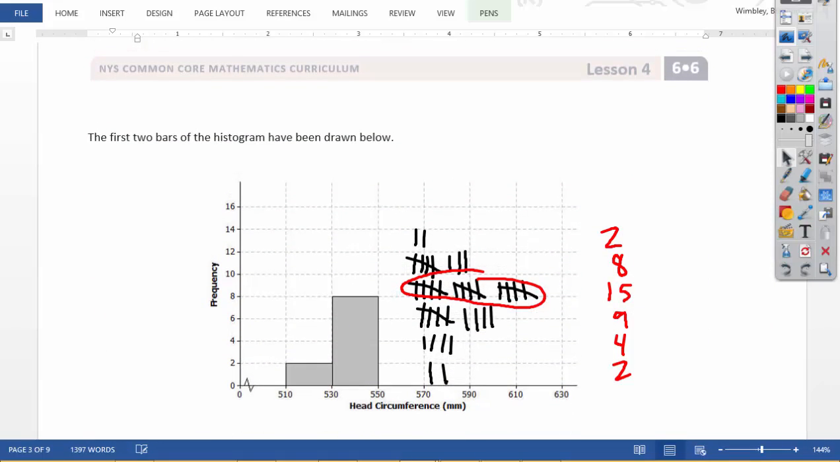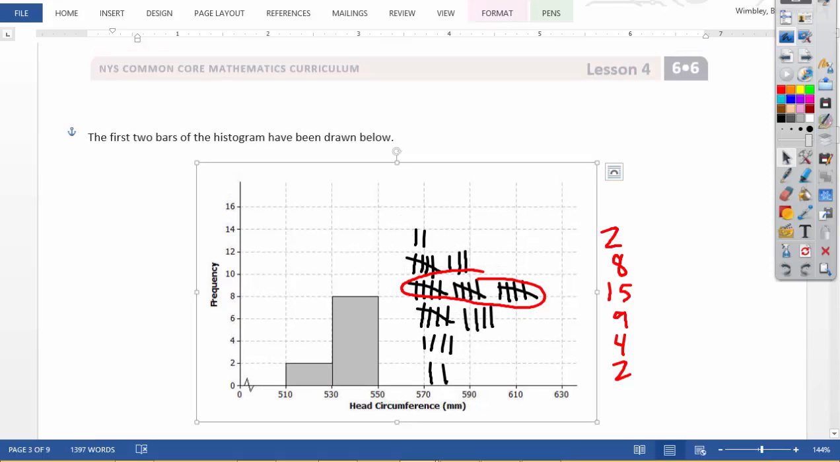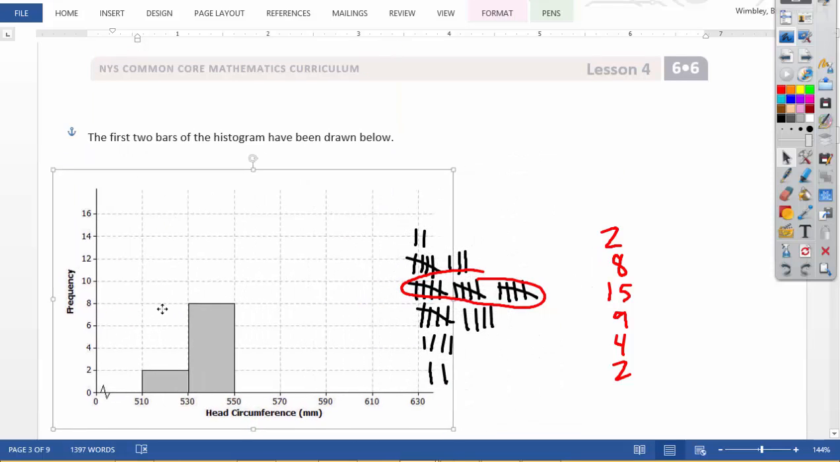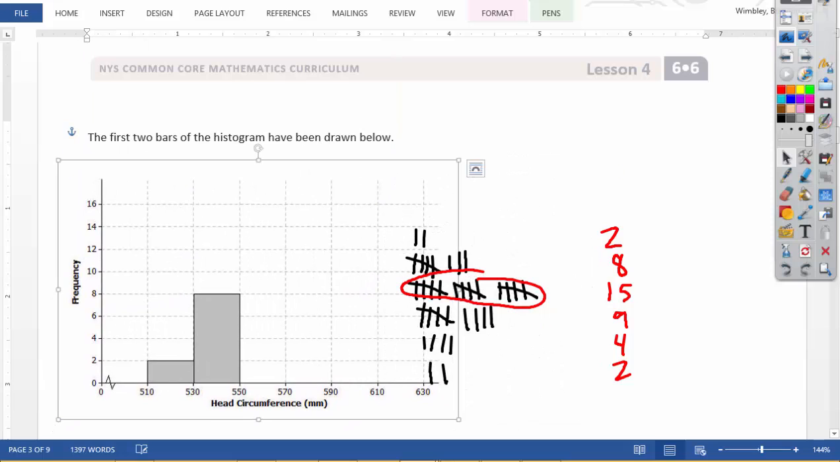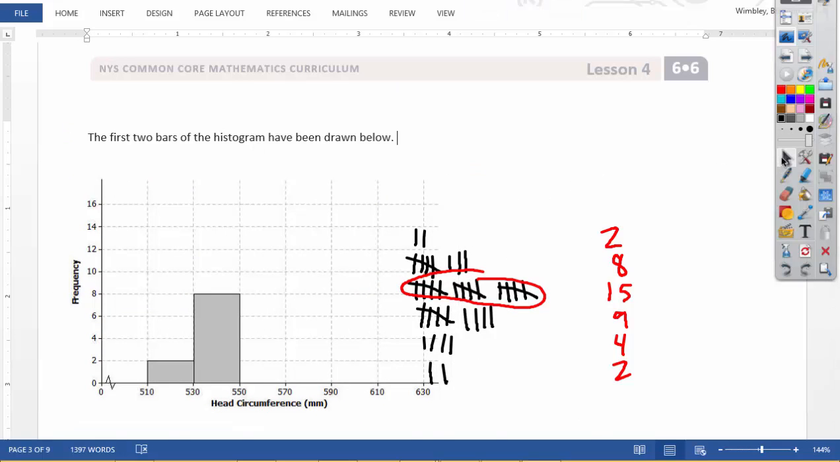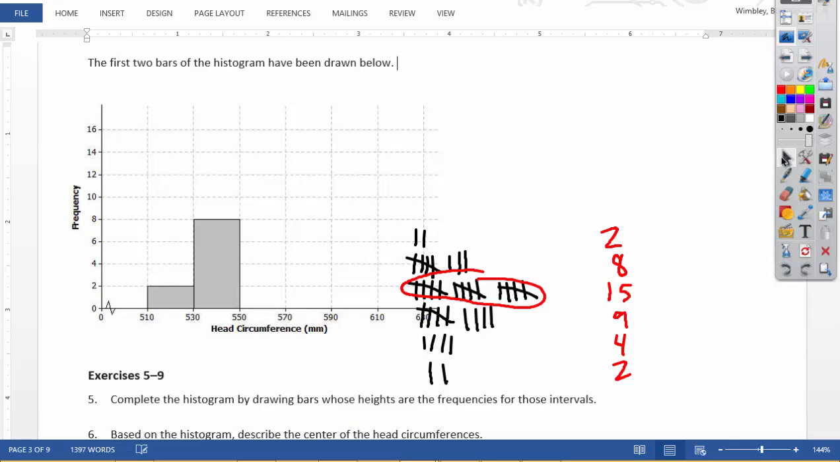Okay, so here we go. I'm using this data to make my bar graph, or my frequency. So let's begin. Complete the histogram by drawing bars whose heights are the frequencies for those intervals. Well, let's look. We already have this from 5 to 10. Well, that was this range right here. So my 2 is shown as being up 2.